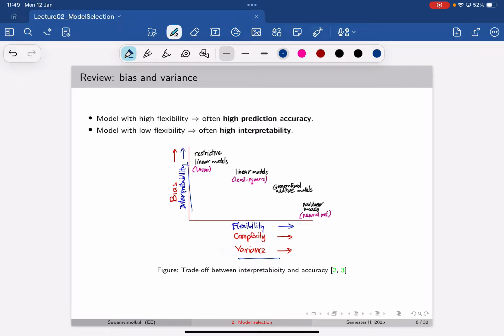But on the opposite side, if your model is too simple, you can simply interpret what's going on inside. But your bias could be very high because your model is too simple to capture the characteristics of your data. Okay, so that's a trade-off between complexity and simplicity in your model.